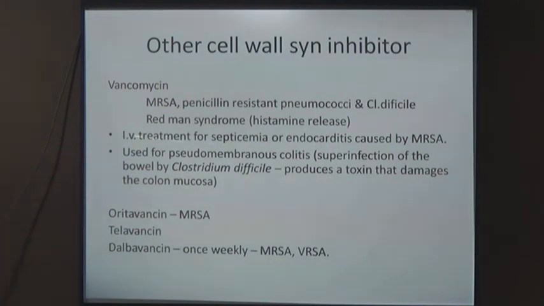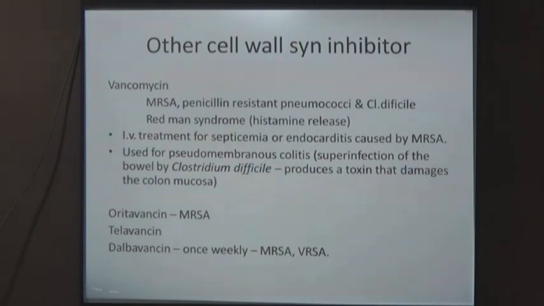Vancomycin mainly causes red man syndrome. IV treatment is for septicemia and endocarditis. MRSA mainly causes endocarditis and septicemia. It is used for pseudomembranous colitis, the superinfection of the bowel by Clostridium difficile, which produces a toxin that damages the colon mucosa. So for Clostridium difficile infection, only vancomycin and metronidazole, no other thing. Other drugs are oritavancin, telavancin and dalbavancin.